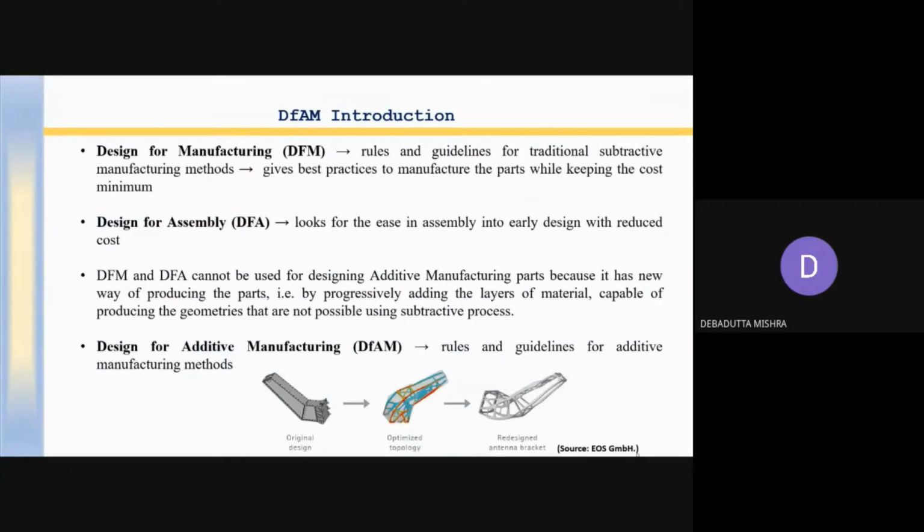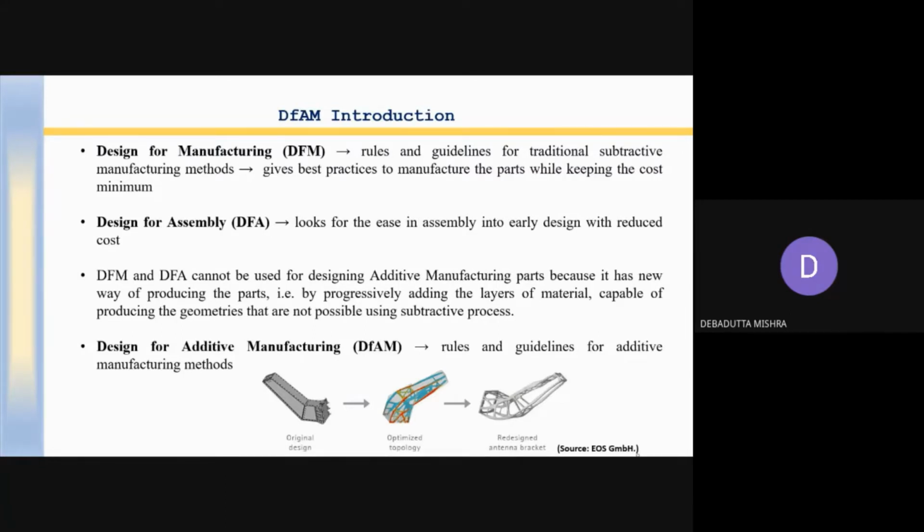Similarly, what are the best practices so that the assembly can be easier? This looks for ease in assembly in early design with reduced cost. Two things we focus on in DFA or DFM: first is the cost, and the other is the ease in manufacturing or ease in assembly. These two things.